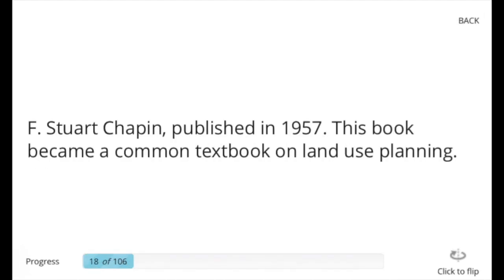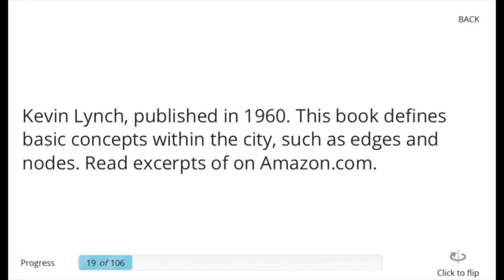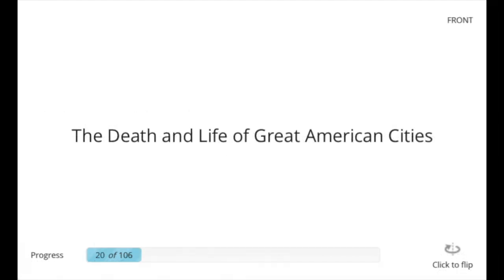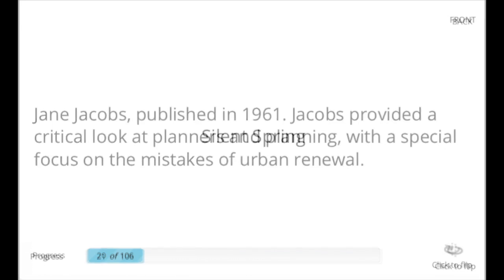Urban Land Use Planning, F. Stuart Chapin, published in 1957, a common textbook on land use planning. Image of the City, Kevin Lynch, 1960, a book that defines basic concepts within the city such as edges and nodes. The Death and Life of Great American Cities, Jane Jacobs, 1961. Jacobs provided a critical look at planners and planning, with a special focus on the mistakes of urban renewal.